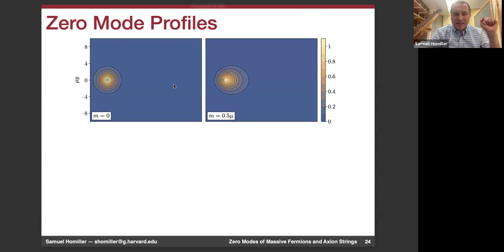But now I can just plot what these zero mode profiles look like in 2D. And so here, this is the massless case. The profiles are again just localized to the string core that I've put right here. And now as I dial up the mass, you see that they go from being perfectly cylindrically symmetric to start to take this funny shape, right?